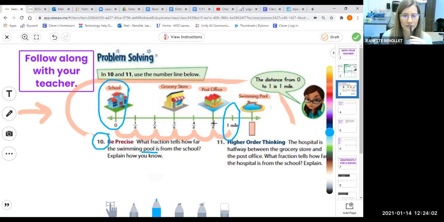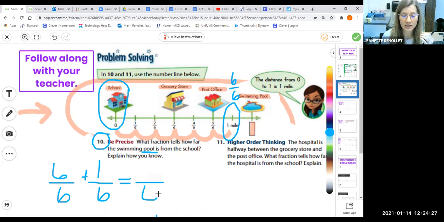So we were at 5/6. 1 whole is equal to 6/6. I'm going to write that in there. Okay. If I keep counting, if I have 6/6 and I add 1 more, 6/6 plus 1 more 1/6, I know my denominator will still be 6, but my numerator will increase. My numerator now is 7/6.